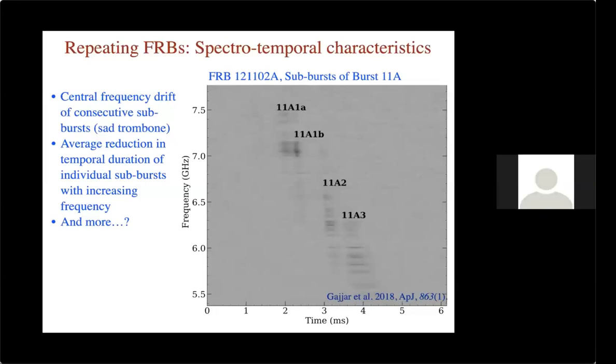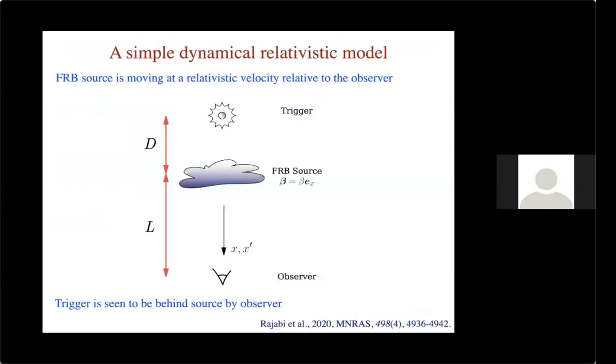We were motivated by these questions, and we have developed this simple model, our dynamical relativistic model. The system is composed of a trigger, an FRB source, and an observer. We assume that the FRB source is moving potentially at some relativistic velocity toward or away from the observer. For simplicity, we assume that the observer and the source are aligned along what we call the x-axis. We also assume that the trigger is seen to be behind the source by the observer.